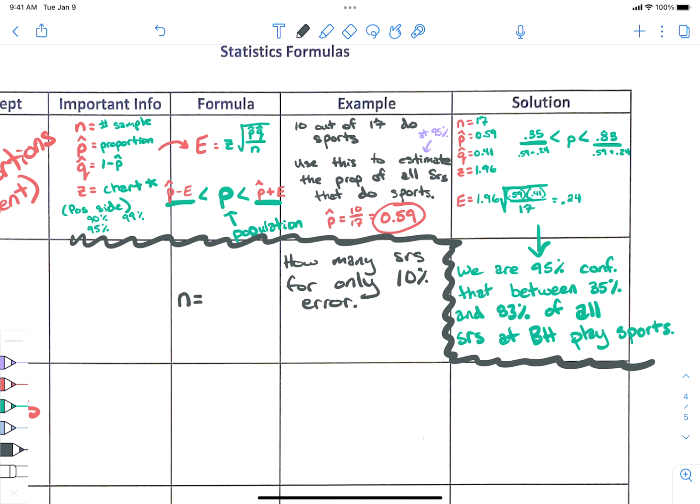Where is it at here? Right here. Here we go. N is, P hat, Q hat. I could just figure this out maybe in my head, but whatever, it's fine. And then E over Z squared. Yeah, something like that. I'm going to add one thing. I'm going to say still 95%, because I have to give you the confidence percentage. So we're still at 95%.